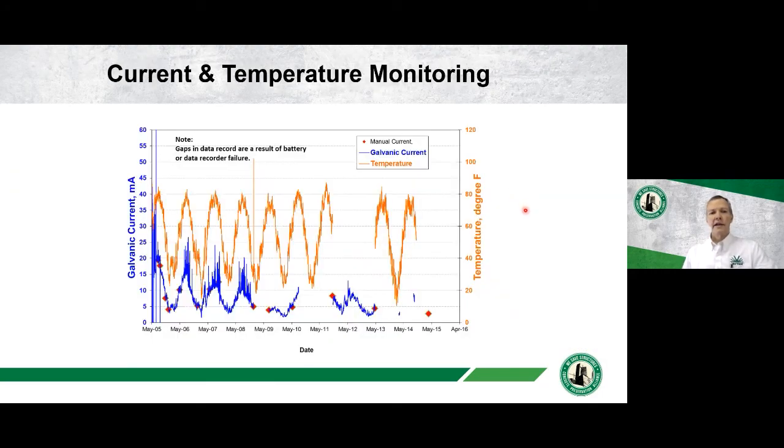The monitoring that they did monitored the current output over time, which is the blue line that you see here. It's just slowly diminishing with time. And they're monitoring the concrete temperature by a thermocouple that's embedded in the concrete. So you can see summer and winter happening. This job was done in 2005, and this is the first approximately 10 years of data.